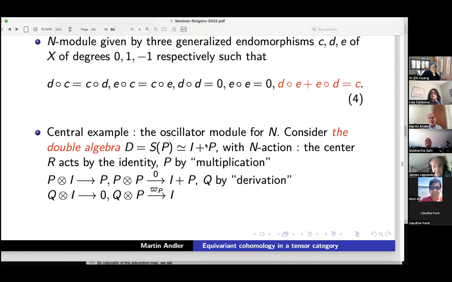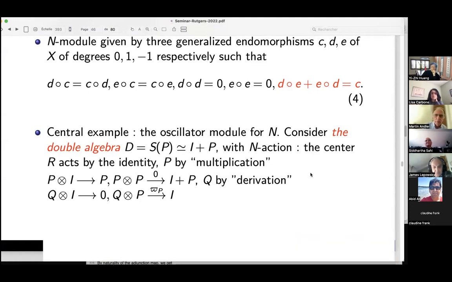And this has an N action. The center R acts by the identity. P acts by, quote unquote, multiplication, and Q acts by derivation as given by these formulas. So these are very similar to the formulas that we're used to in the representation of the Heisenberg algebra, and more so of the super Lie algebra.